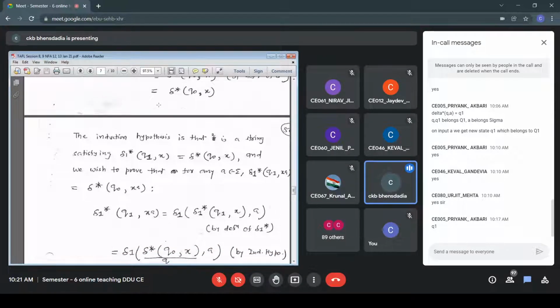Delta 1 has no change. Then delta 1 star Q1 X equals delta star Q0 X. That is my hypothesis, so I put it there. It is delta star Q0 X, comma A, by the induction hypothesis. So it is delta 1 of delta star Q0 X, comma A, as per the hypothesis. Now delta 1 QA.